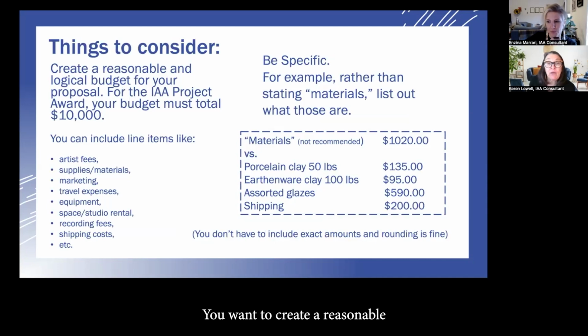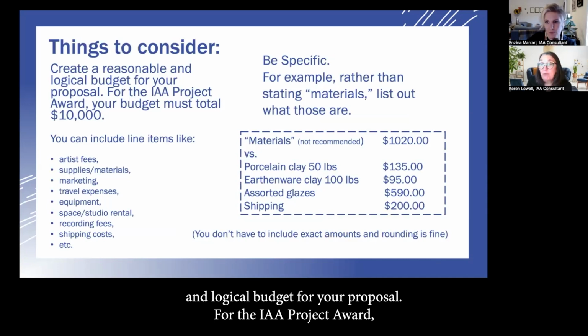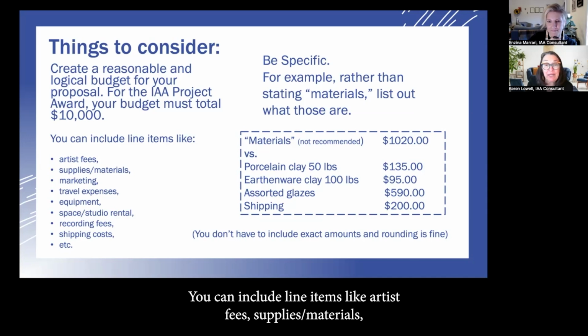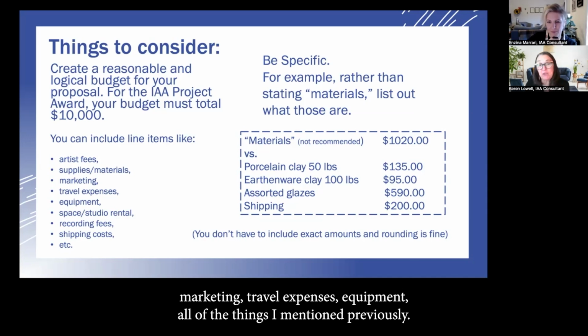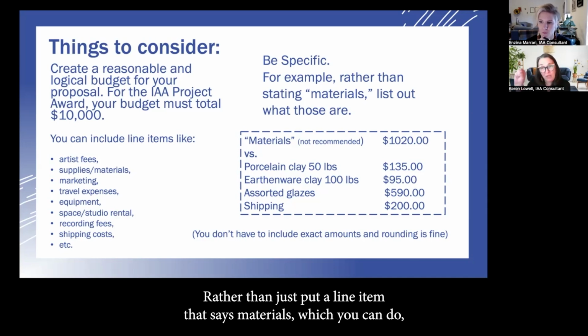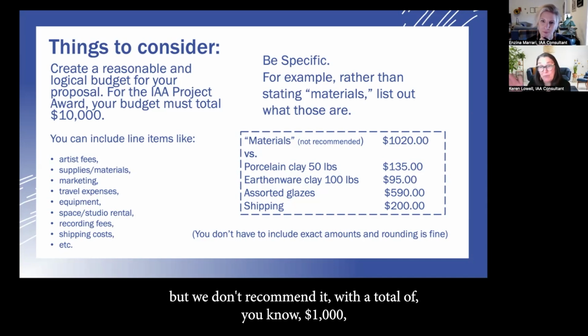You want to create a reasonable and logical budget for your proposal. For the IAA project award, your budget must total $10,000, no more, no less. You can include line items like artist fees, supplies, materials, marketing, travel expenses, equipment, all of the things I mentioned previously. And we also encourage you to be specific rather than just put a line item that says materials, which you can do, but we don't recommend it.